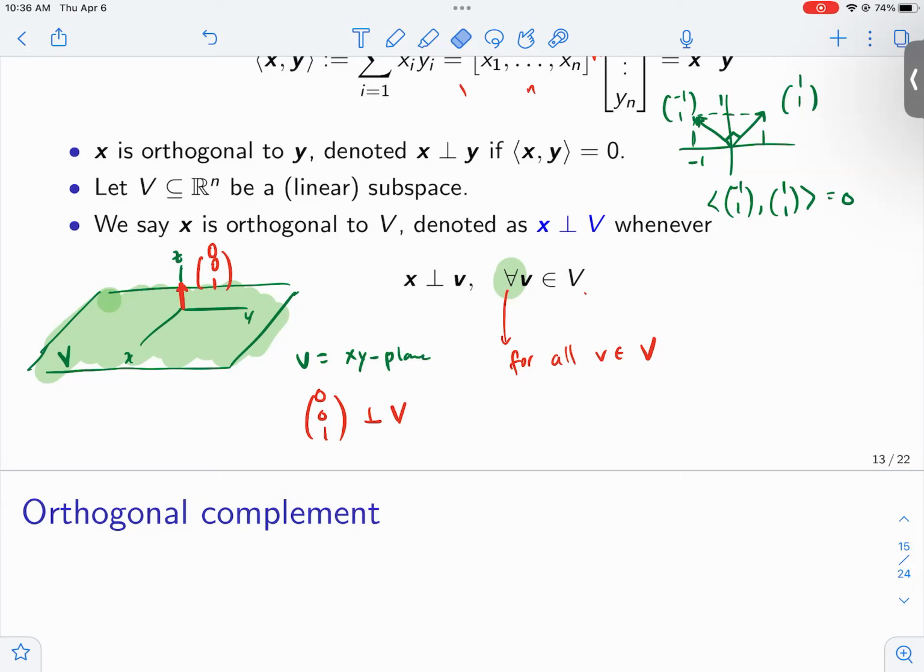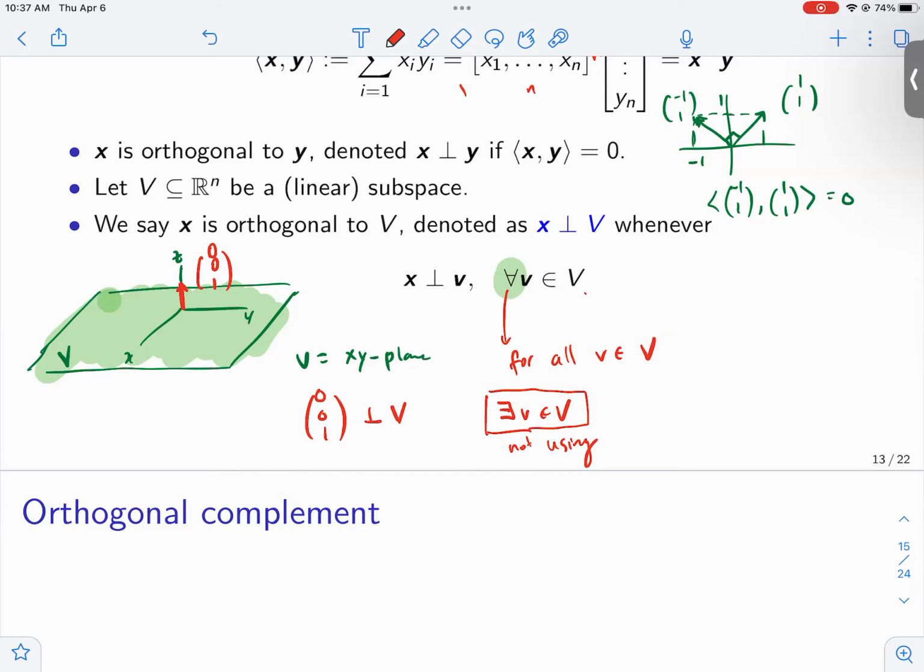Sounds good. There's another notation which we're not going to use, which is there exists v in V. These are usually used logical notation: this is for some v in V, and this is for all v in V. Not using that here. So X is orthogonal to every v in V.